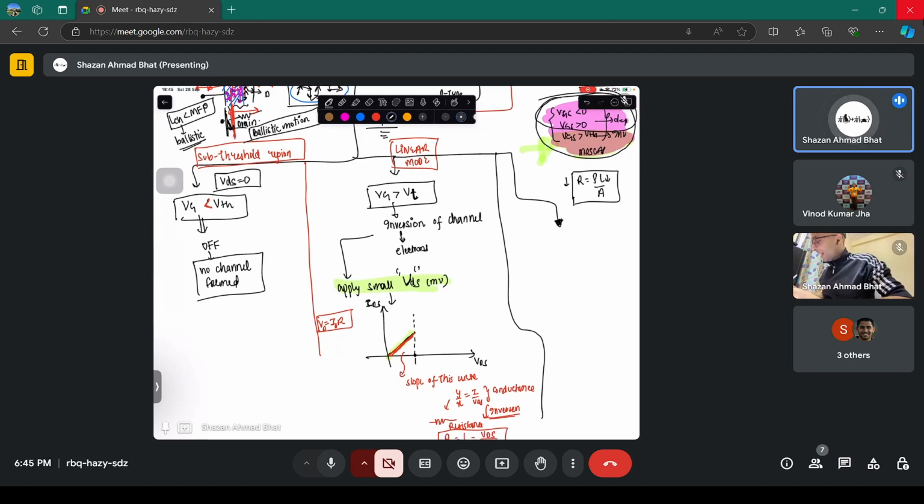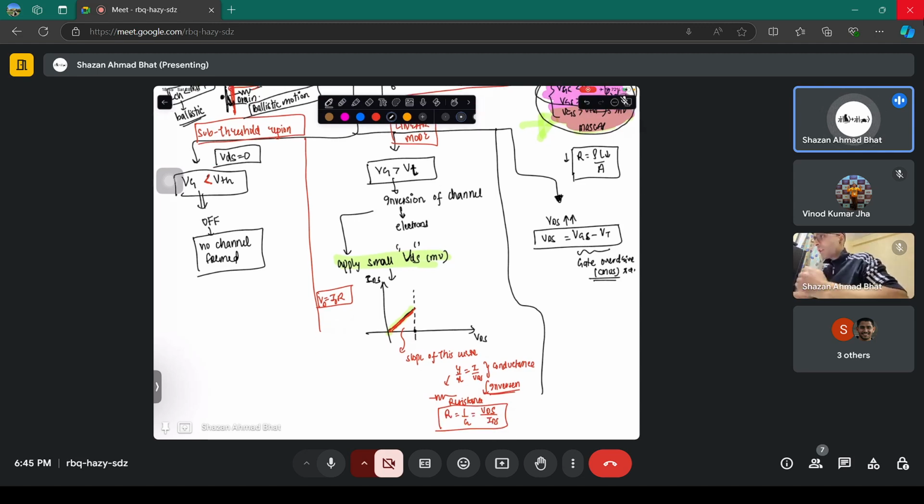If you go on applying the drain to source voltage, you increase the drain to source voltage. Now how much? You increase it and it becomes equivalent to VGS minus threshold voltage. This term is called gate overdrive. This is very commonly used in CMOS technology. I will talk about it later on. If the drain voltage becomes of this order, how much is this value? We don't know right now.